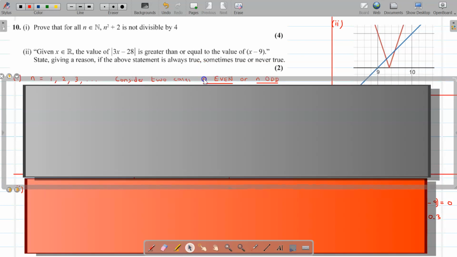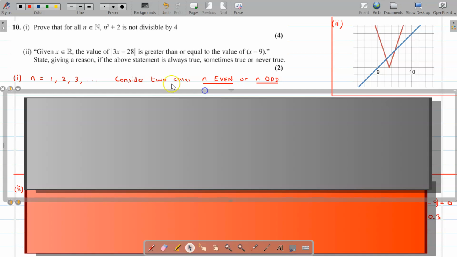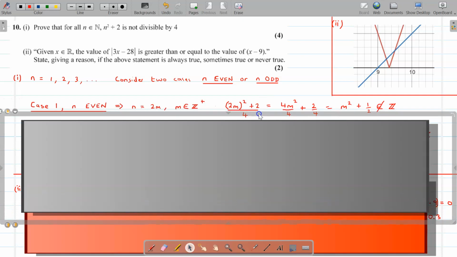So what I've done here is I've written out or reminded you what n is. The natural numbers are the counting numbers, 1, 2, 3, 4, and so on, positive integers. And case 1 is when n is even. If n is even, then n can be written as 2 times some integer m. So m is any integer. Double it, I'm going to get one that's even.